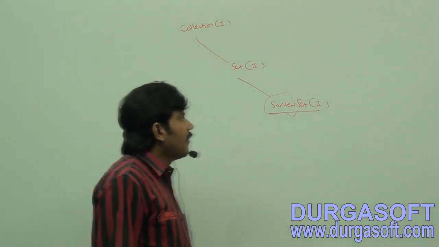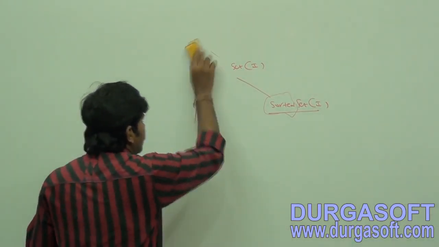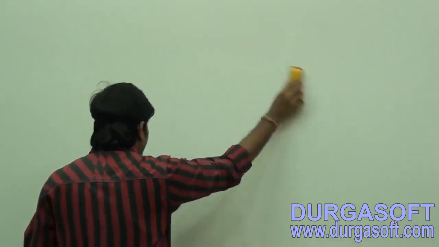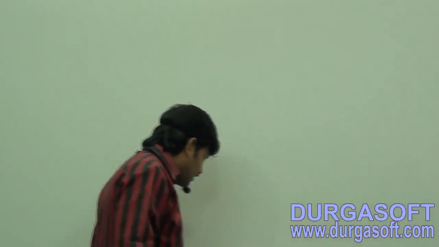So what is sorted set? If you want to represent a group of individual objects according to some sorting order where duplicates are not allowed, then we should go for sorted set. But here one small twist is there.